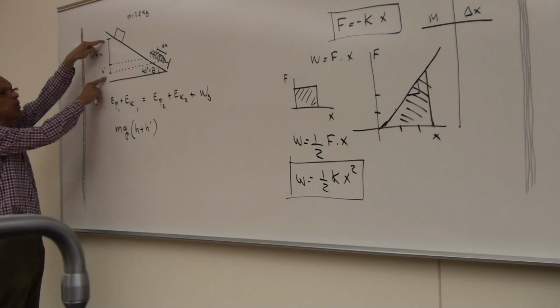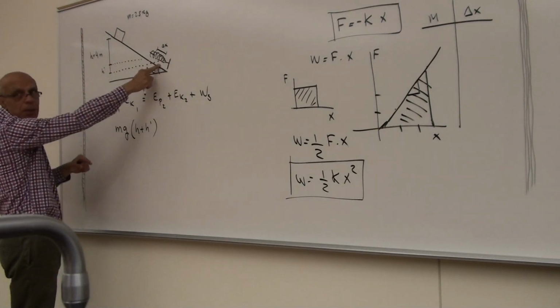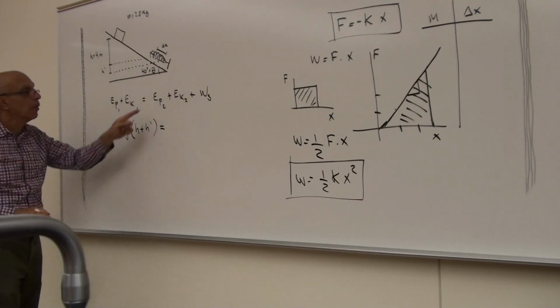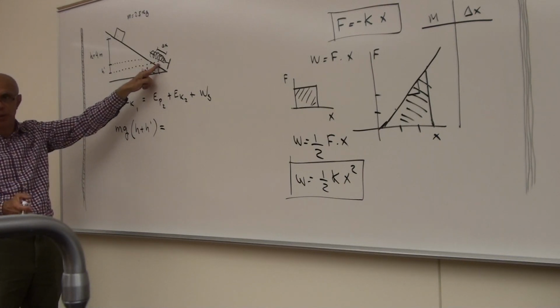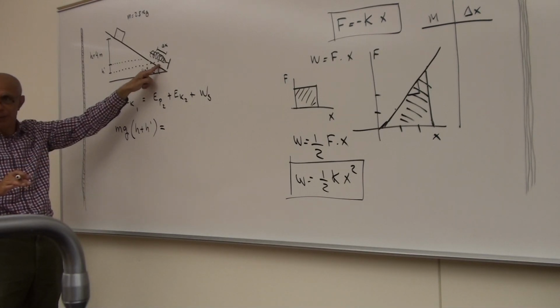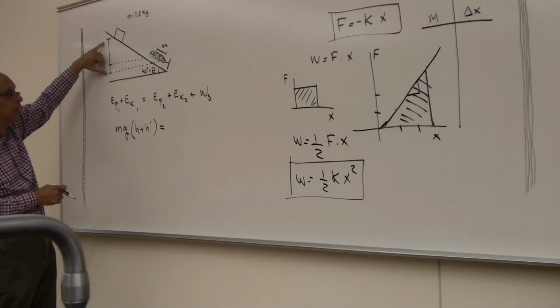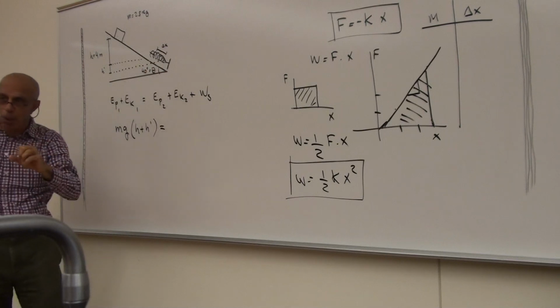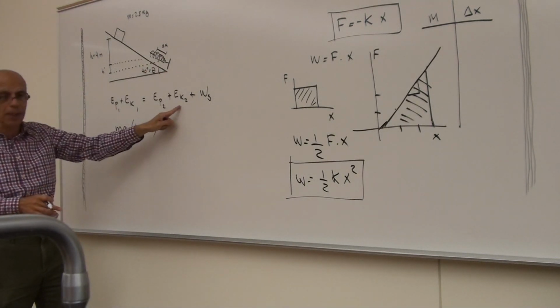Because it's from here to here. The block stops at this point here, okay? And that is going to be equal to... is there any potential energy here? No, it's 0, right? Because that's the bottom, the lowest point it arrived. I'm considering potential energy from this point to here. Is there any kinetic energy? No, the block compressed the spring and stopped. So there is no kinetic energy.